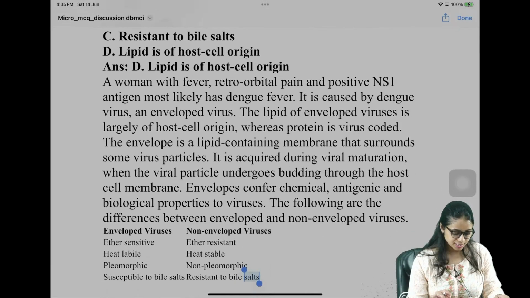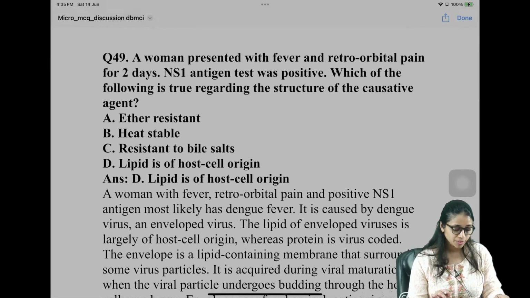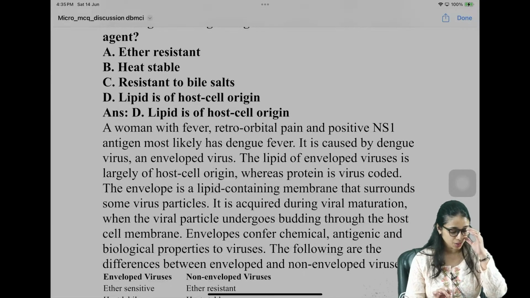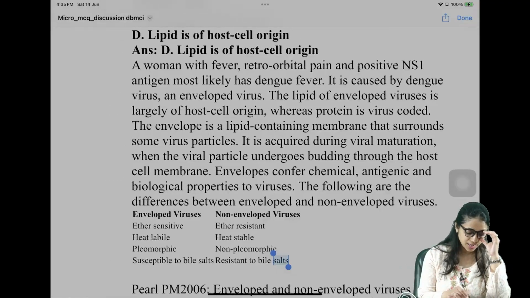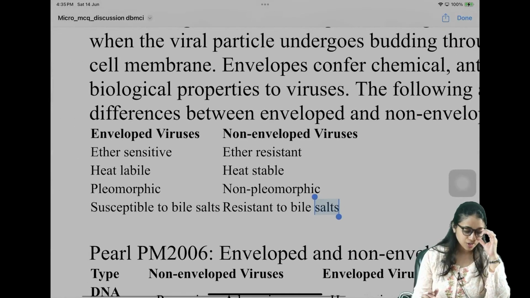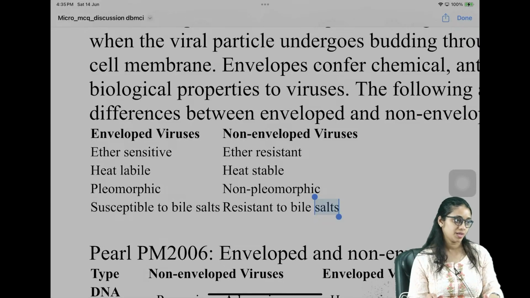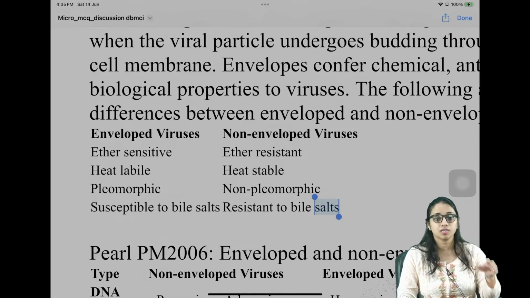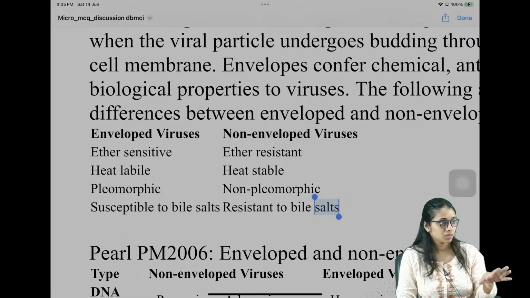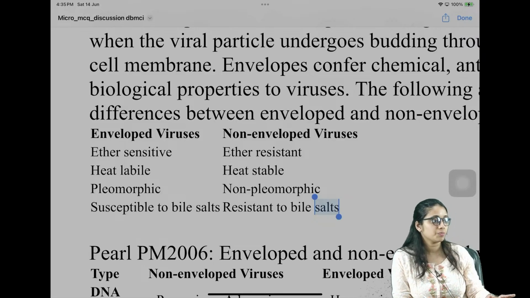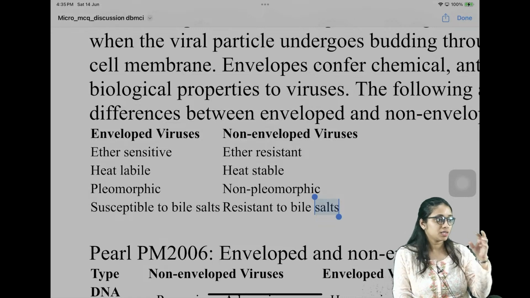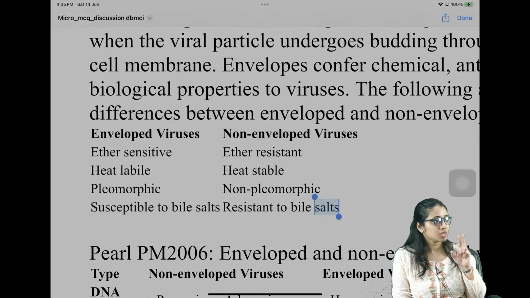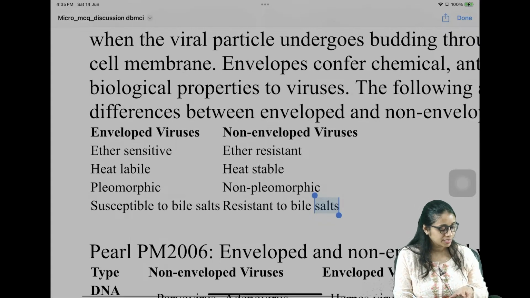So basically, what type of virus is this? Is it enveloped or non-enveloped? It is an enveloped virus. What is the difference between enveloped and non-enveloped viruses? In enveloped viruses, the envelope is made up of lipid. So enveloped viruses are ether sensitive. Ether will dissolve the envelope. They are also heat labile.